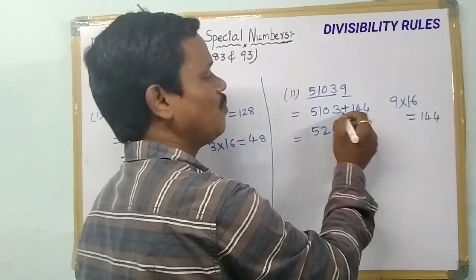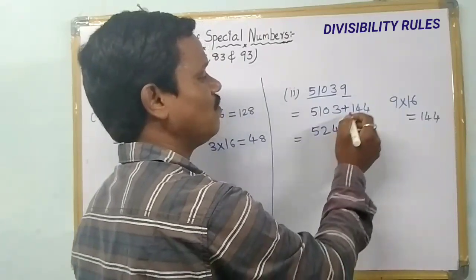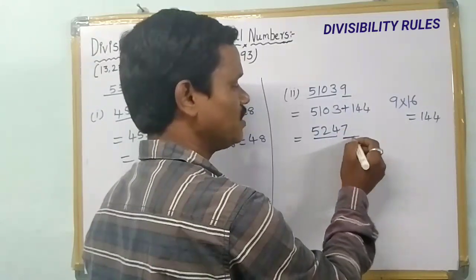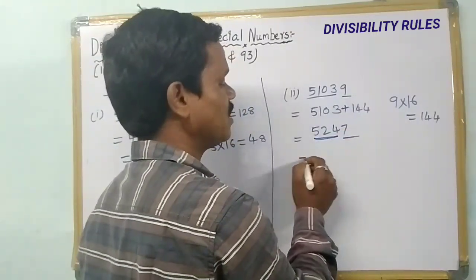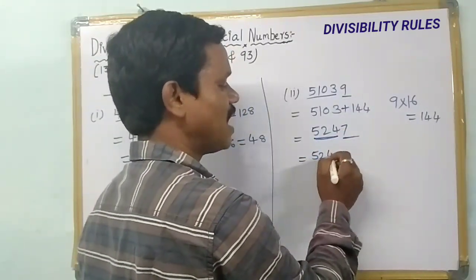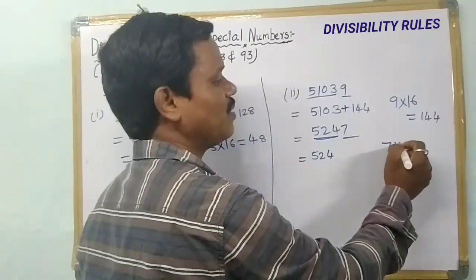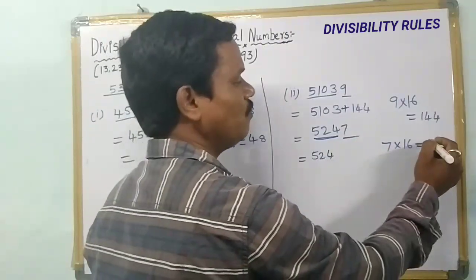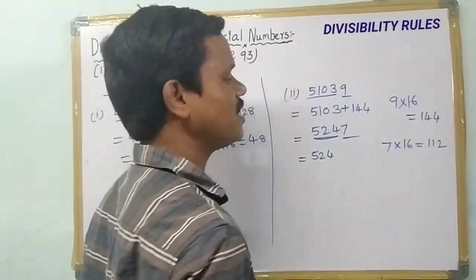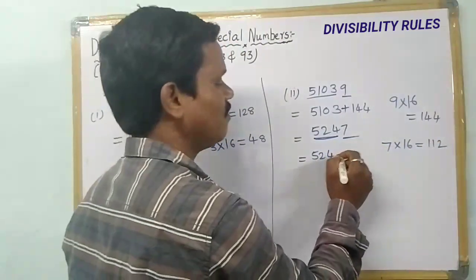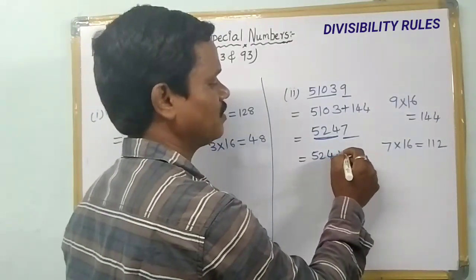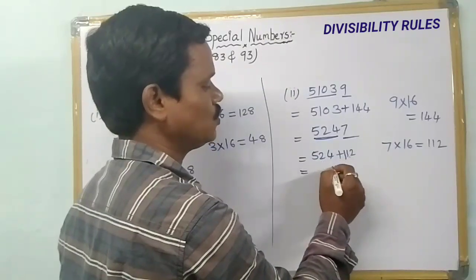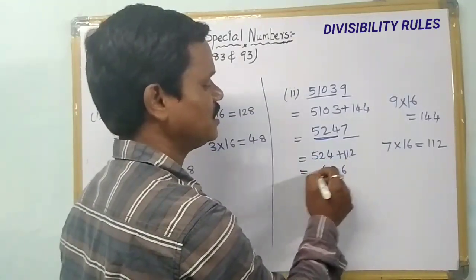5247. Now again divide it into two parts. 7 is the first part, 524 is the second part. Write the second part 524 as it is. Multiply the first part number by 16. 16 sevens are 112. Now add 112 to 524, the second part. 2 plus 4 is 6. 1 plus 2 is 3. 1 plus 5 is 6. 636.